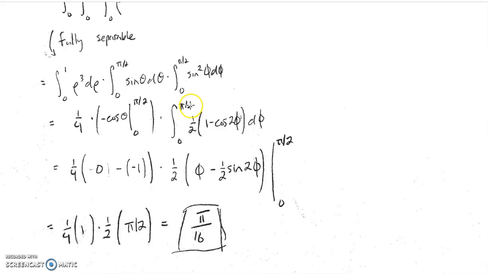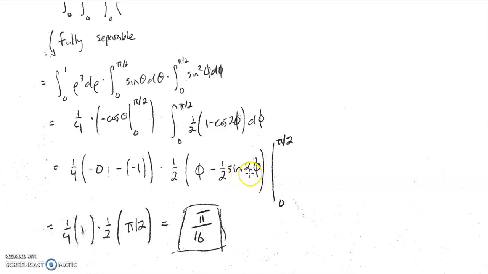Then for this part right here, I have to use the double angle formula or power reduction, however you want to think about it. Either one's acceptable. With the double angle, I get the half from the formula, 1 minus cosine 2 phi. Then I need to integrate that. It gives me a half times this integrates to phi. This integrates to minus a half sine 2 phi, some chain rule in there. And then that evaluates from 0 to pi over 2.